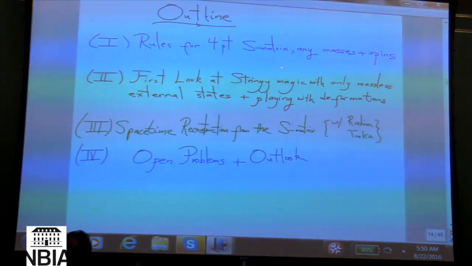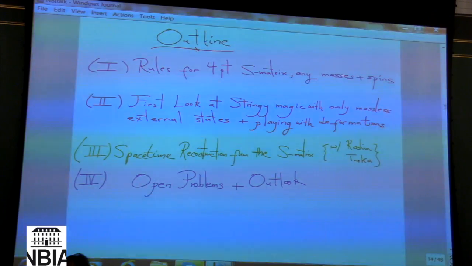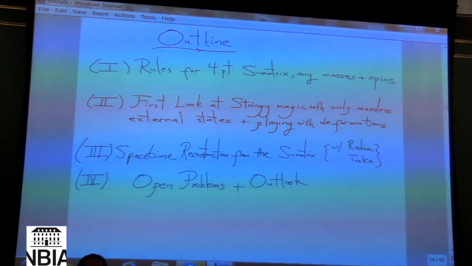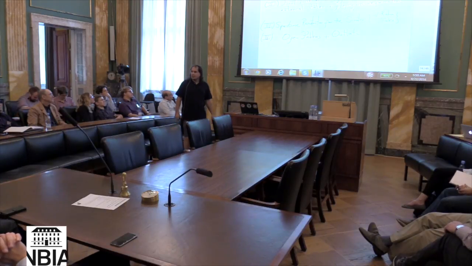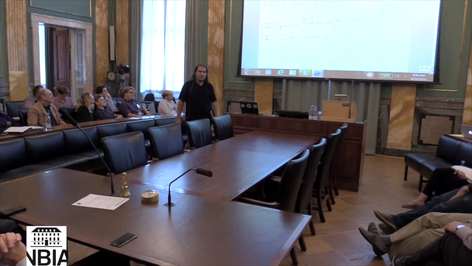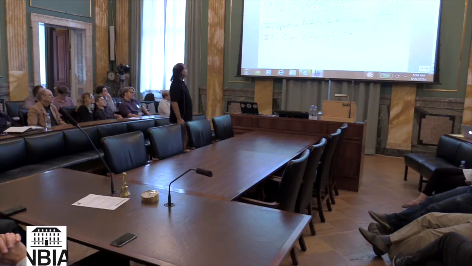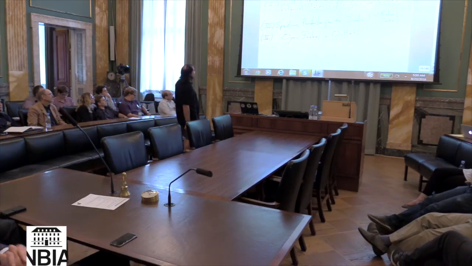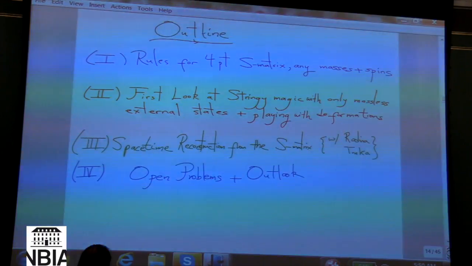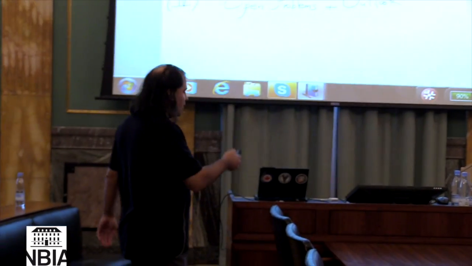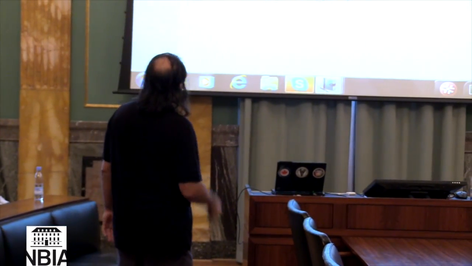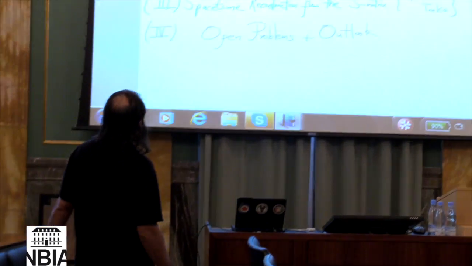First, part one: what the rules for this four-point S-matrix program are, very concretely, for any masses and spins. This really just involves an extension of the spinor helicity formalism understanding of three-particle amplitudes to any mass and spin, which is straightforward. I wasn't aware of it in the literature, but it's quite easy. Then we'll take a first look at stringy magic with only massless external states, and we'll play with some deformations. We'll see how non-trivial it is that string theory, even just with massless external states, satisfies the rules.